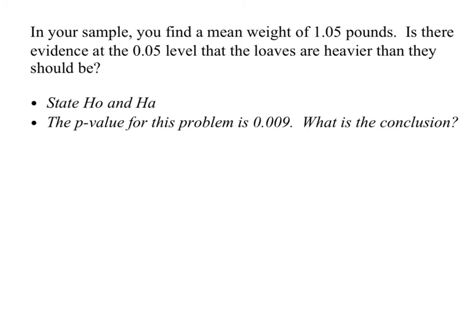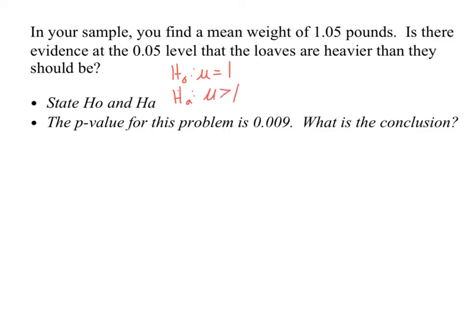So continuing with this same problem, let's say you actually found a sample mean weight of 1.05. Is there evidence at the 0.05 level that the loaves are heavier than they should be? So the first thing we should do is state some hypotheses, our null and alternative. Our null is that the mean weight is equal to 1 pound. Our alternative is apparently that it is greater than 1 pound.